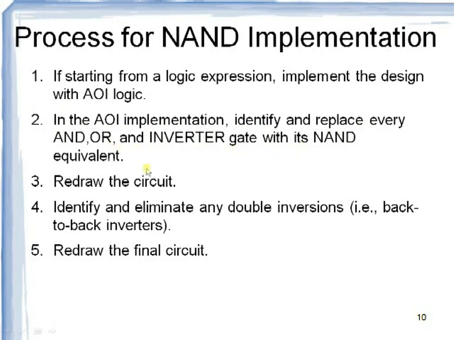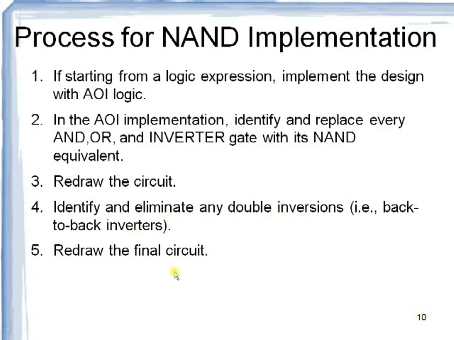Just now we have seen the NAND equivalence of AND, OR and inverter. So replace all the AND, OR and inverter gates in the AOI circuit with the NAND equivalent. Now redraw the circuit. Identify and eliminate any double inversions. It means if you have two bubbles continuously, then it is nothing but a straight line. So just eliminate all the double inversions and redraw the final circuit.